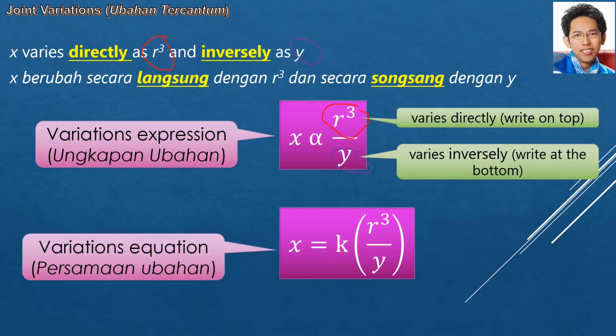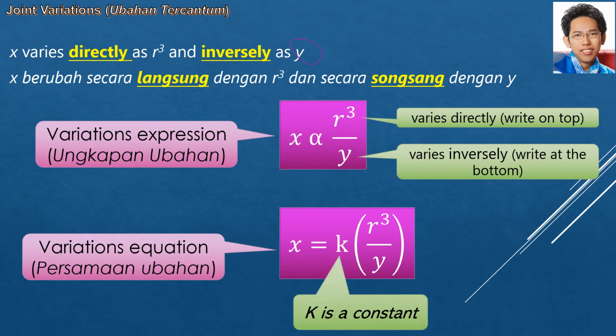So now we write the equation just as usual. We change the variation sign to equal to k. Kita tukar kepada equal to k. Okay, this one tukar kepada ini, yang lain semua sama. So the rest are still the same. Okay. So where k is always a constant.